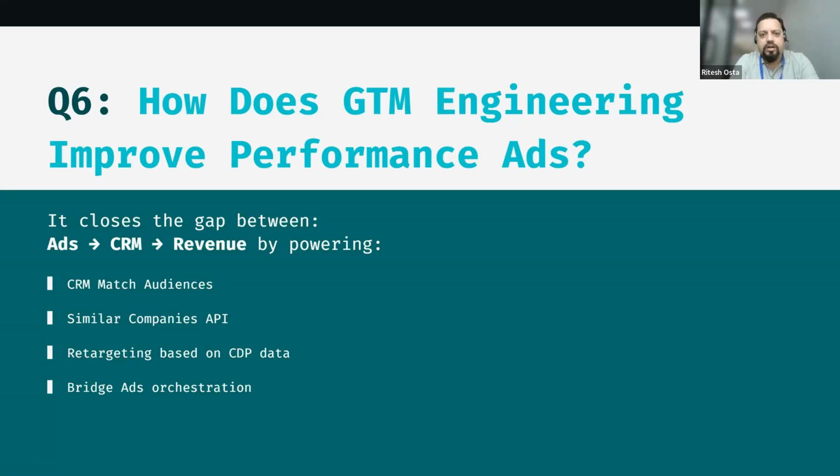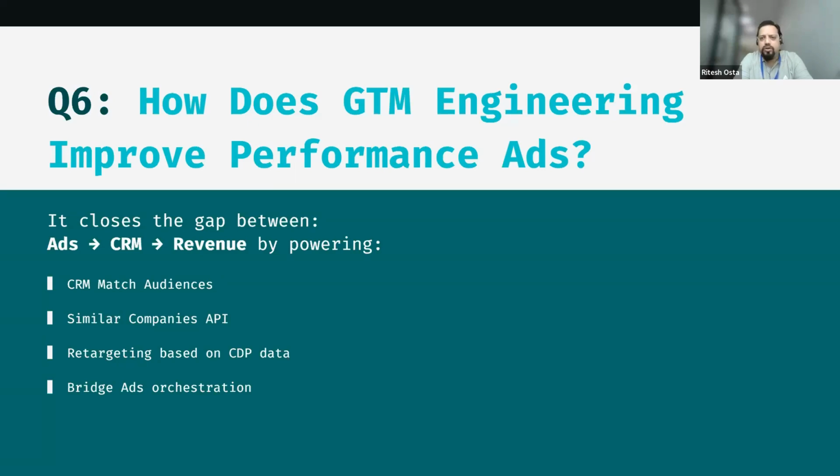How does it work? How can GTM engineering improve performance ads? In many ways. The first, very obvious use case is CRM match audience. If you have a bunch of data in your CRM, your prospects, your leads, your deals, all lying in your CRM, they are your best data in the sense that they are either your future customers or past customers or somewhere in between. If you want to do customer marketing, you can just go ahead and upload the CRM data into, say, LinkedIn ads, and then within LinkedIn, you can create a customer match audience.